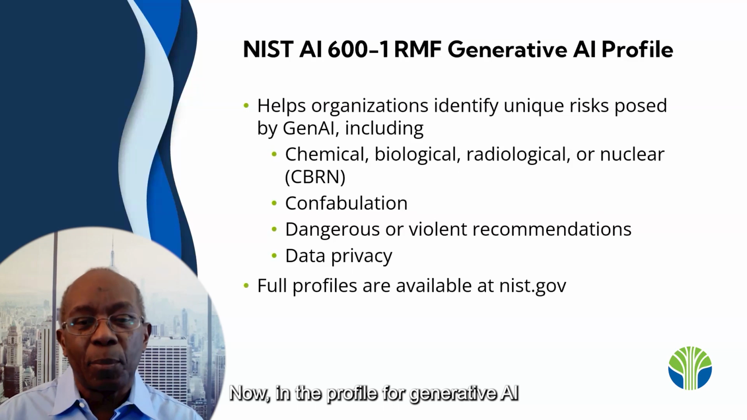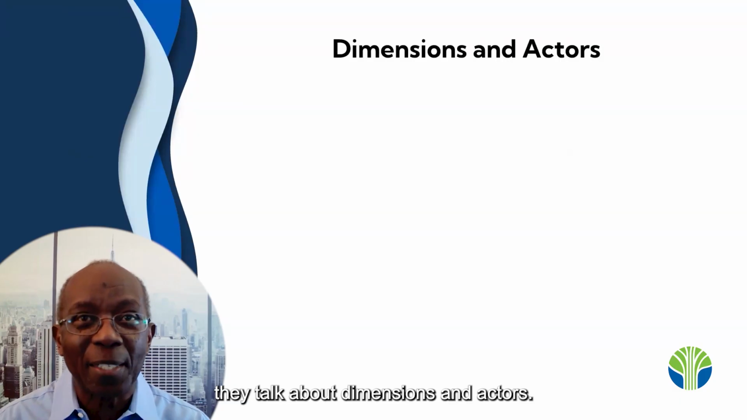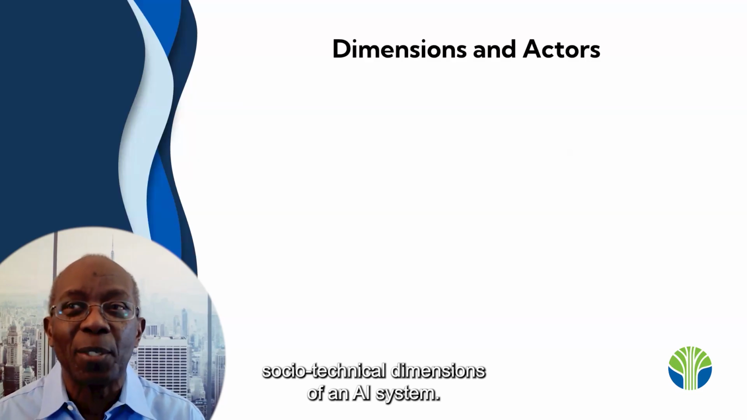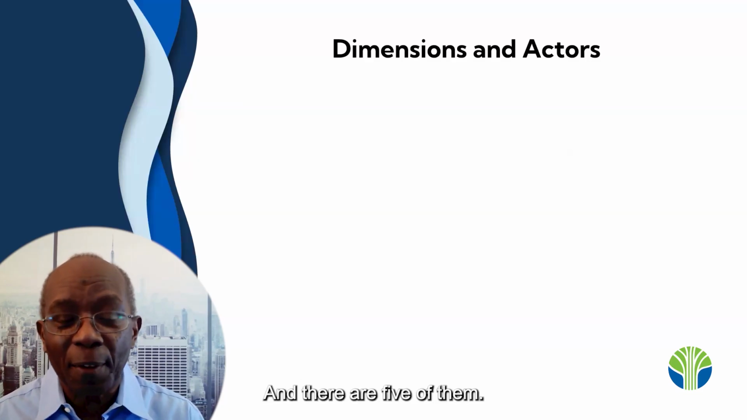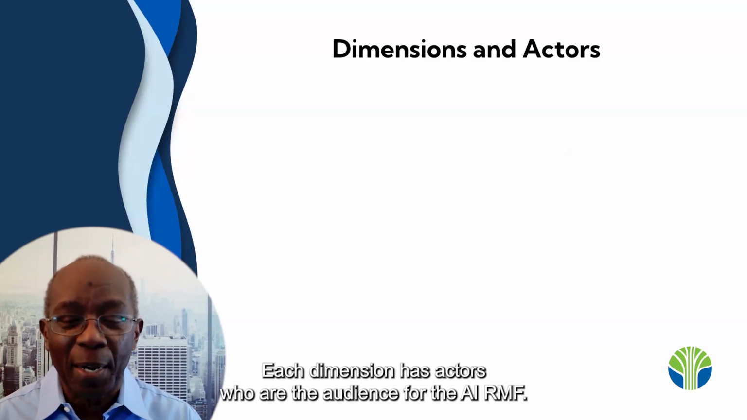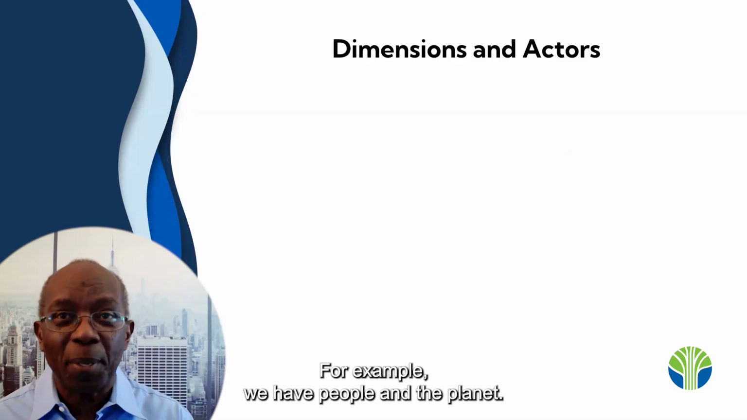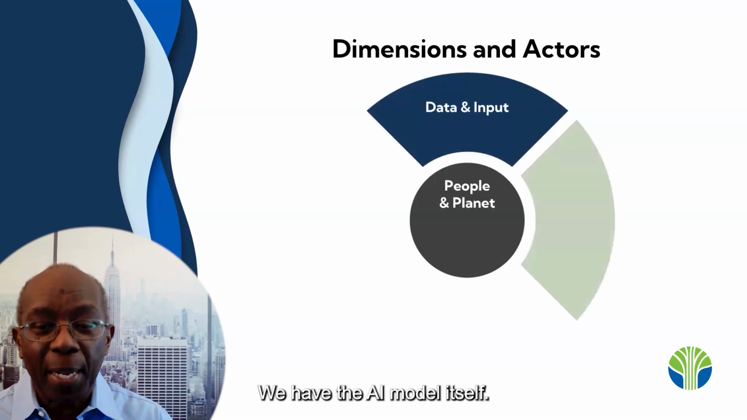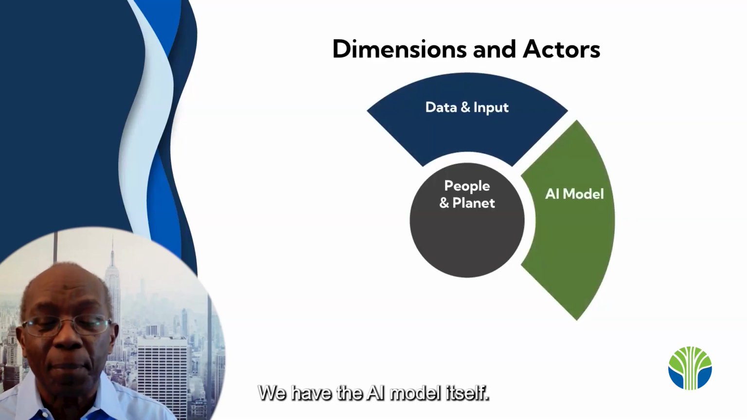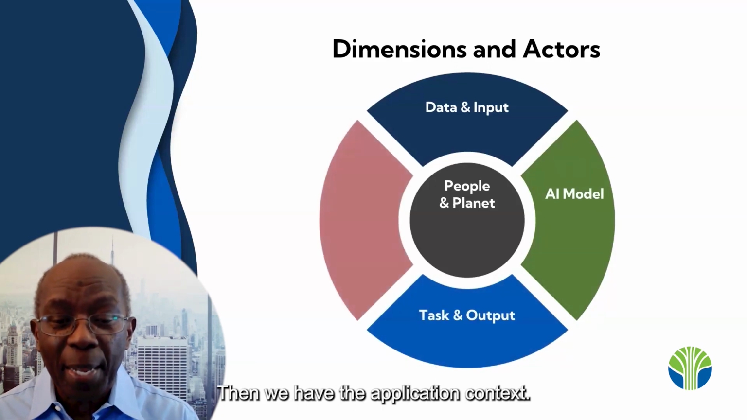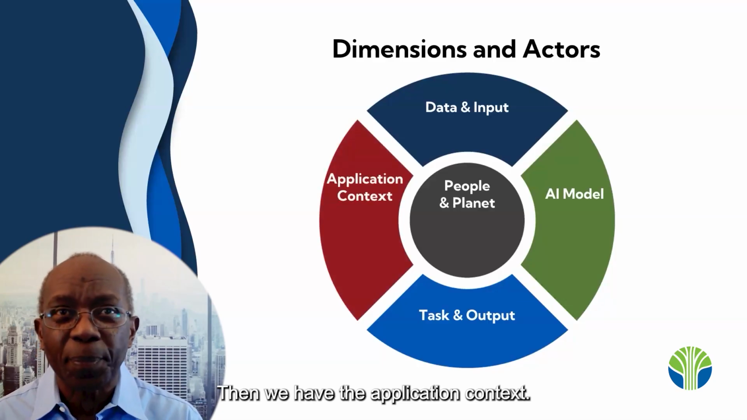Now, in the profile for generative AI, they talk about dimensions and actors. These are essentially socio-technical dimensions of an AI system, and there are 5 of them. Each dimension has actors who are the audience for the AI RMF. For example, we have people and the planet. We have data and input. We have the AI model itself. And then we have the tasks it is given and the output produced. Then we have the application context.